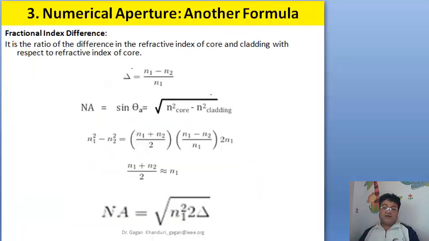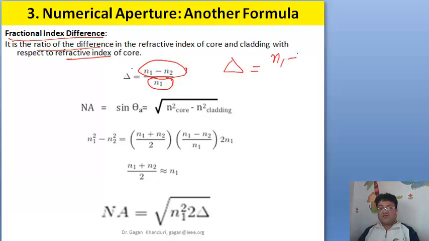Okay, and there is this last part, that numerical aperture can have another formula which we can get from fractional index difference, which is the ratio of the difference in the refractive index of core and cladding, that is n1 minus n2, with respect to the refractive index of core, that is n1. So this fractional index difference is n1 minus n2 by n1.